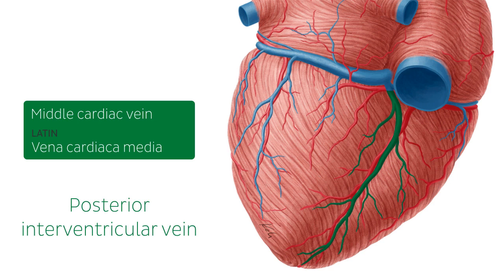Now, this vein ascends in the posterior interventricular groove, as you can see here on this image, and then enters the coronary sinus, as you notice here, just on the opposite side to the great cardiac vein, which enters the coronary sinus right about here.